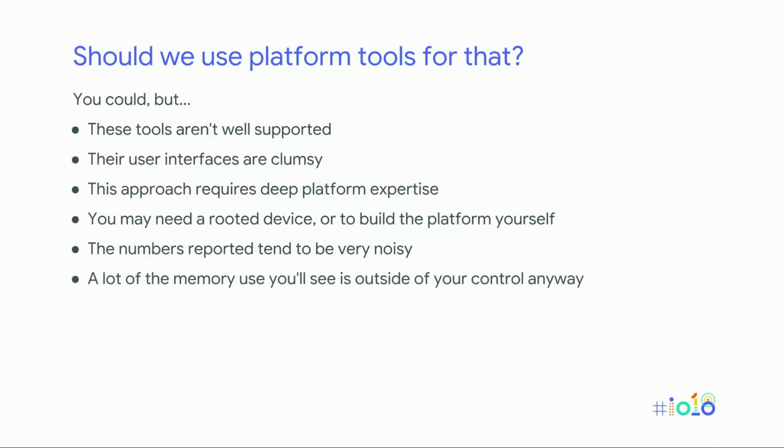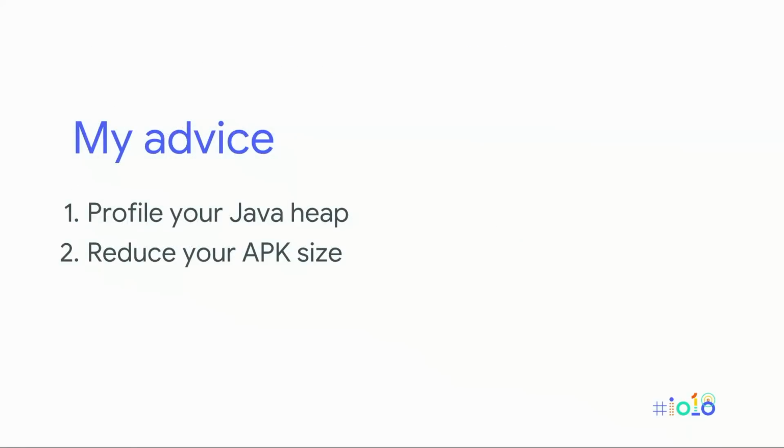The numbers tend to be pretty noisy because you're looking at memory at a page level. And a lot of the memory use you'll see from these tools is kind of outside of your control anyway. So you might see zygote allocations, runtime allocations that aren't related to your code. So I don't think that this is the best use of your time to try and use these tools, though by all means, go ahead and try them out.